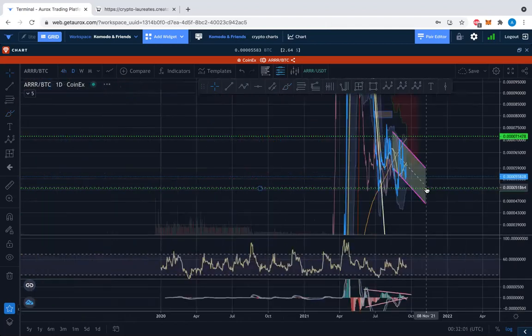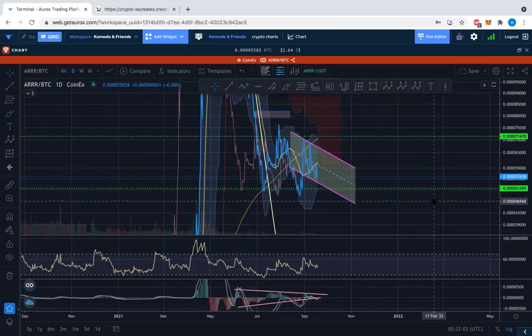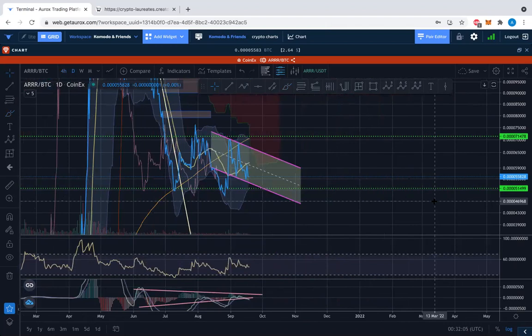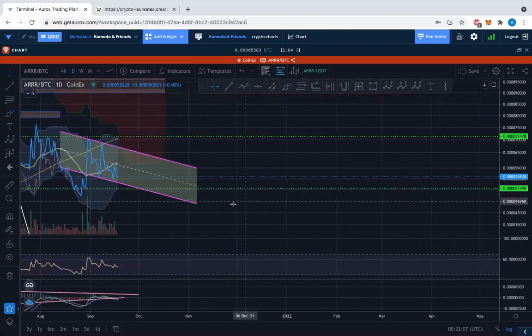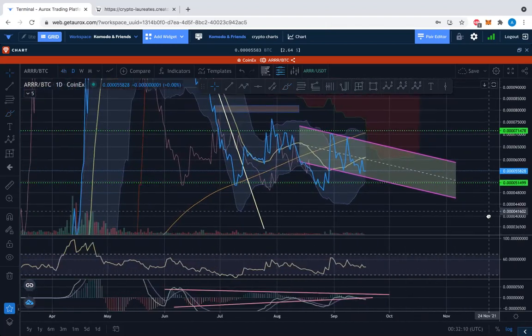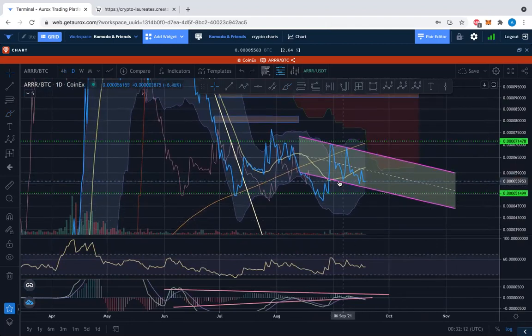Price is playing at kind of in the middle of nowhere level. It's relating to this previous level here. You know, nothing is very certain. Maybe it needs to come test the channel one more time before going higher.